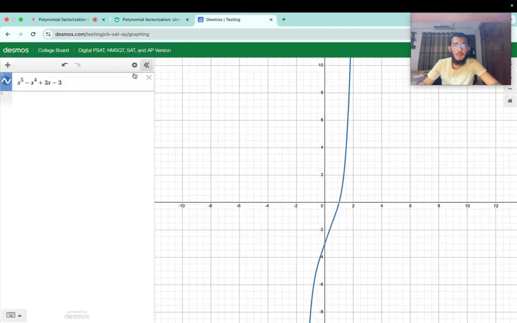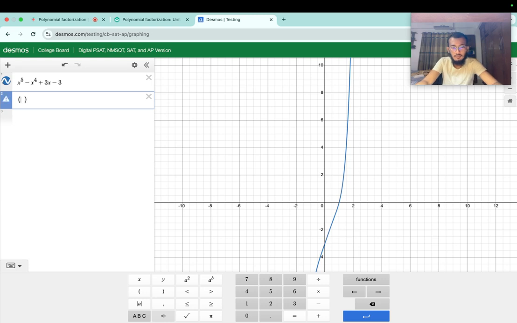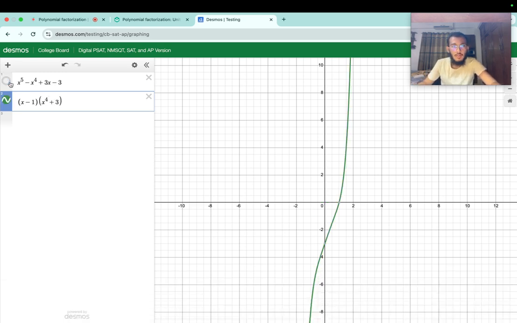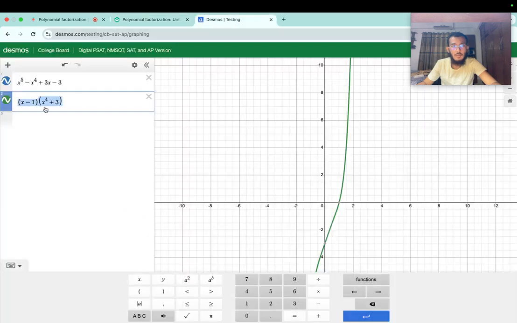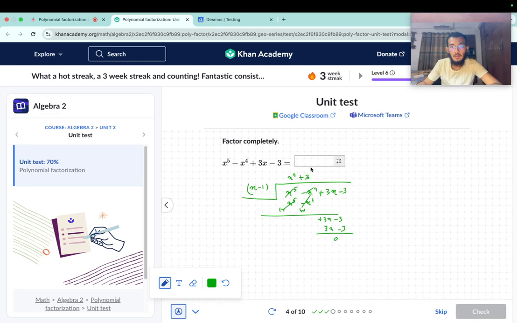So x minus 1 and x to the power 4 plus 3 gives us the same graph, as you can see, the same graph. So our factorization is correct. So what you have to do is write this here.